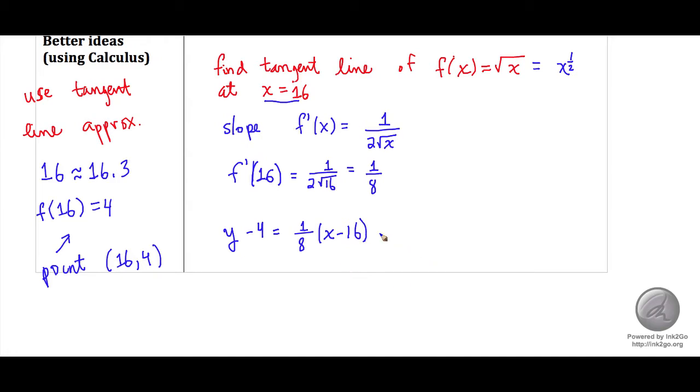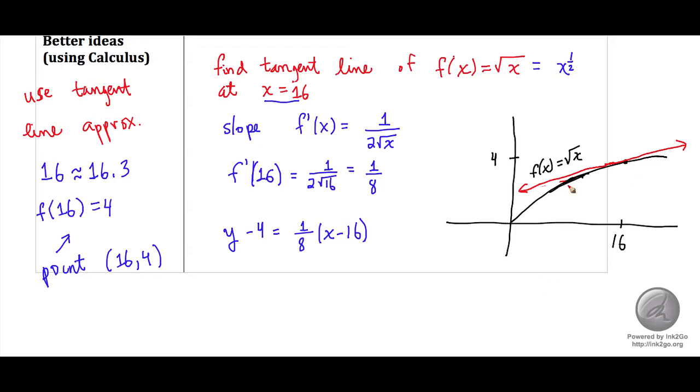So you could possibly be wondering, well, why do we bother to do this? What good is this line? Well, let me show you. What I have sketched over here is the graph of f of x equals root x. That's the black curve. And then I've also plotted this line here, y minus 4 equals 1/8 times x minus 16. And if you will notice with me, near 16, the curve and the line are very, very close to each other. So near 16, f of 16.3 is incredibly close to y of 16.3.